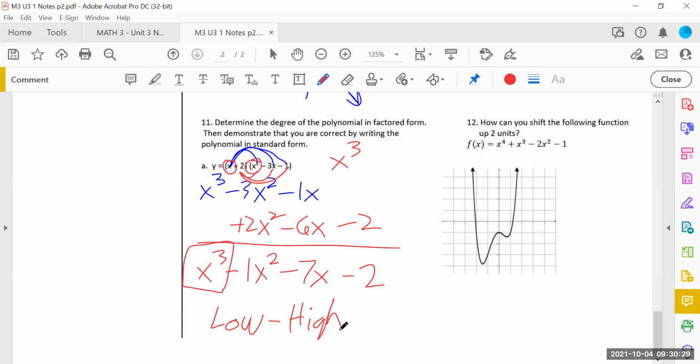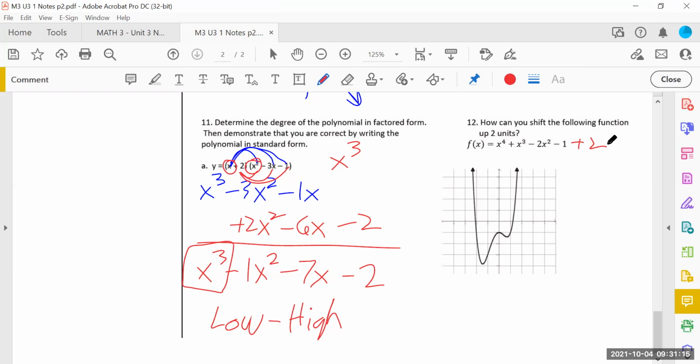And then number 12. How can you shift the following function up 2 units? Anybody remember? What should I do if I want my whole graph to move up? How do I shift graphs up and down? A little louder. The k value, which was just something on the end, added or subtracted, right? So if I want to move this function up 2, what should I add on to the end? A plus 2. Does that make sense? So if I just put a plus 2 here, that's going to move my whole function up 2.